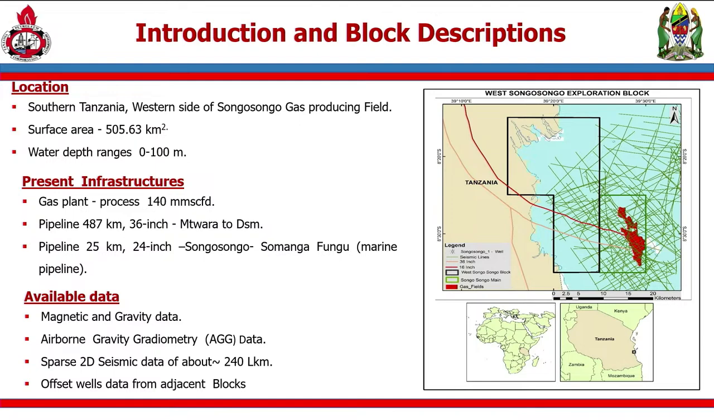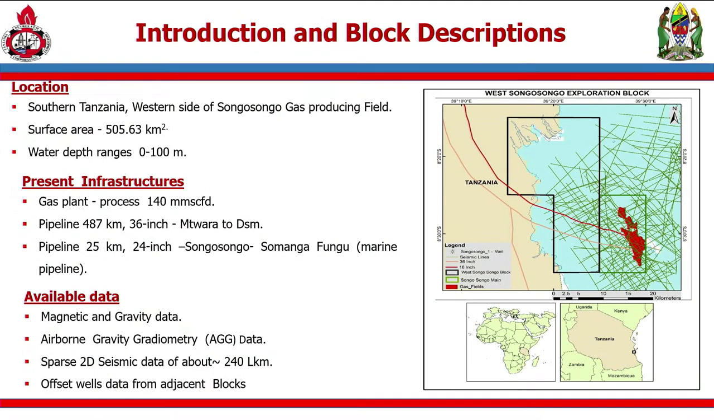We have a gas processing plant that can process up to 140 mscf per day. And also we have a pipeline that extends from Tuara to Dar es Salaam. And also we have another pipeline, which is a marine one of about 25 kilometers, 24 inch, which runs from the Songo-Songo gas field to Somangafungu. Somangafungu is the place where the two pipelines meet.